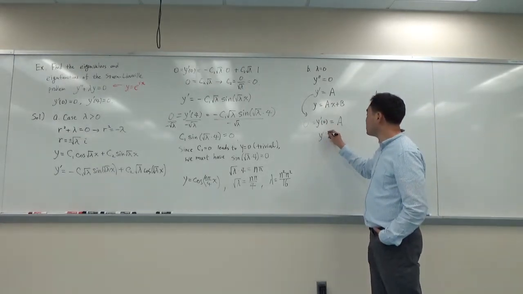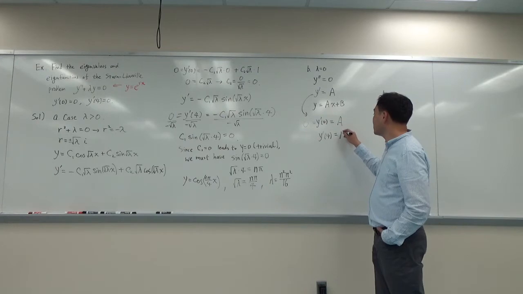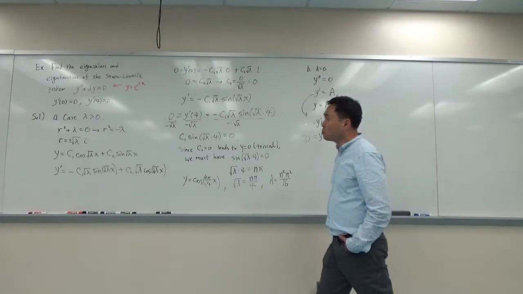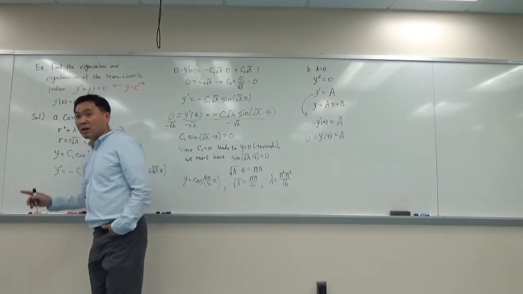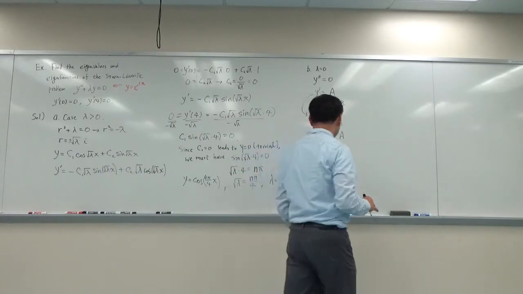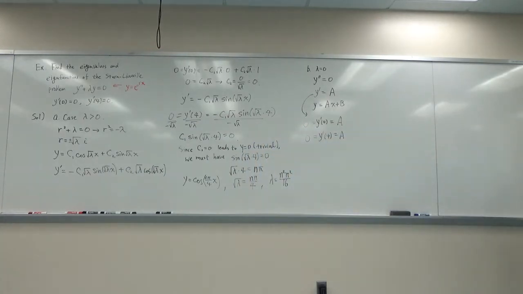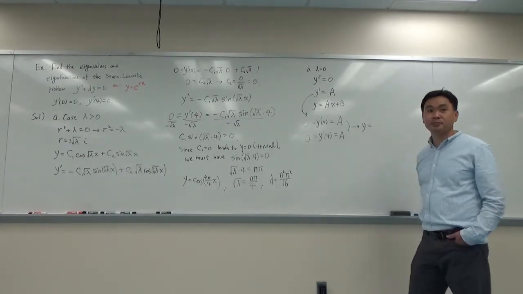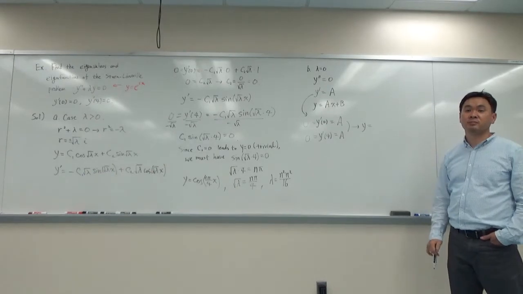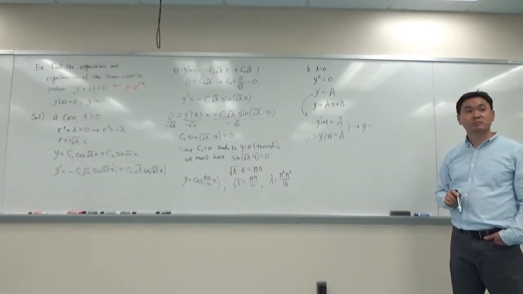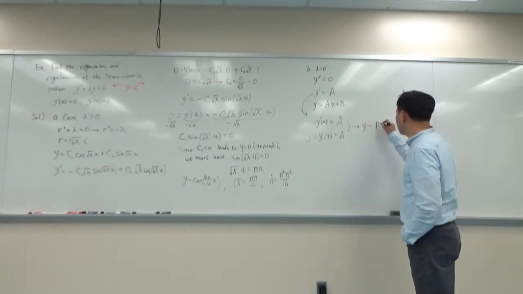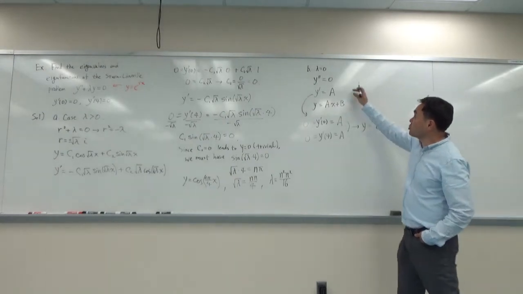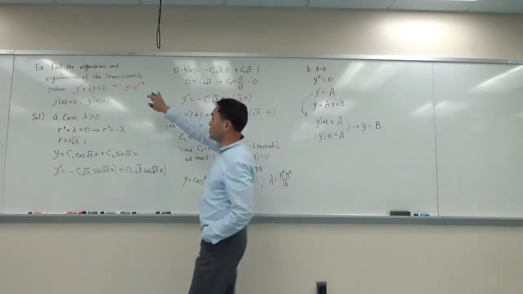Also y prime of 4 still gives you a, and that has to equal 0. So both of these conditions simply imply that a is 0. That's it. So what does that make y equal to? y must be a constant, b. So this will be a solution to y double prime equals 0, and also these two boundary conditions.